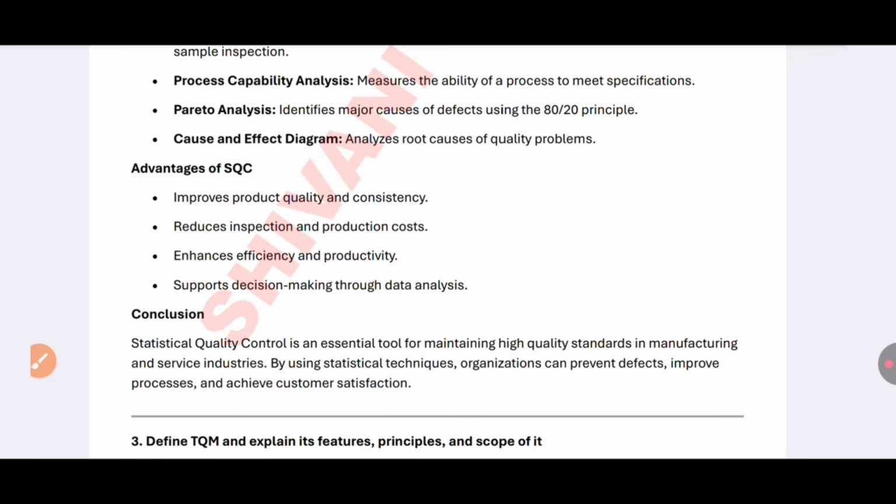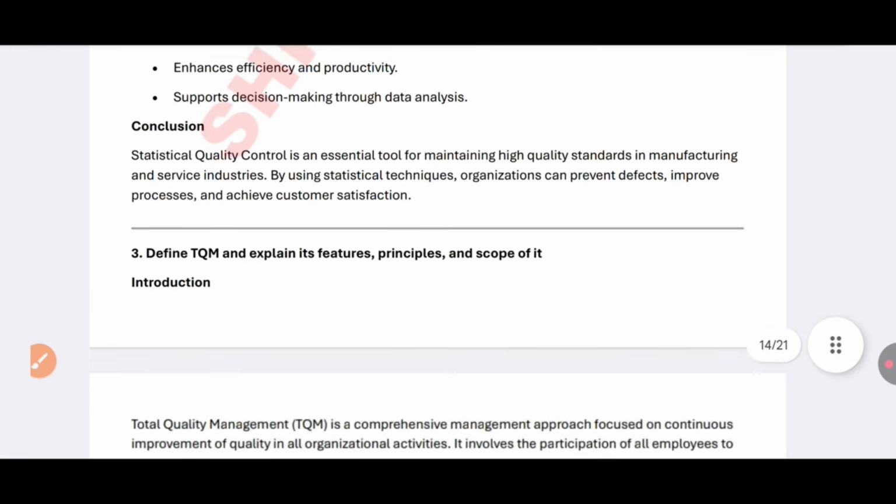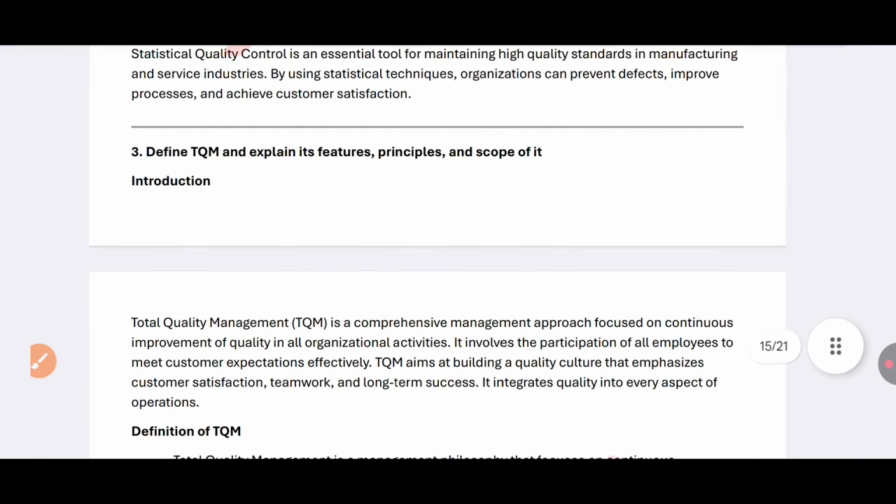Clear? SQC is also one of the main topics. ISO and SQC are completed. And the last question is about TQM. What is TQM and what are the features, principles and scope of it?